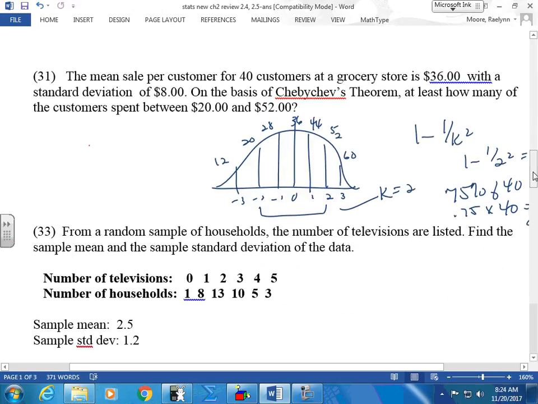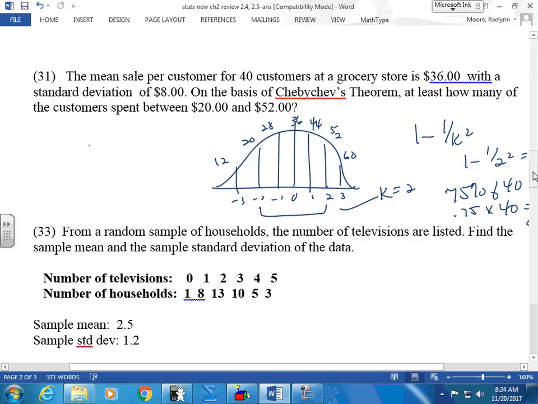Okay, 31. 31 is Chebyshev's rule. You're going to have one of these. Now, Chebyshev says this is not a normal curve. So either I will tell you it's not a normal curve, or I will tell you to use Chebyshev's. And on the test, I tell you to use Chebyshev's. This way, there's no confusion to say, oh, I didn't see that it wasn't a normal curve. Because 99% of the time in this class, we work off the normal curve.